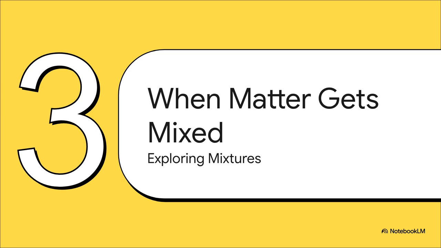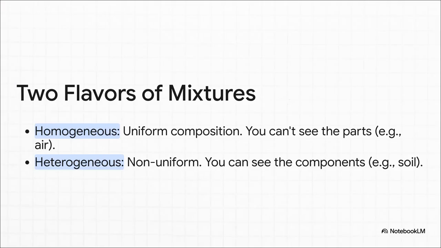I mean, the air you're breathing, the coffee you might be drinking. We live in a world of mixtures. So what happens when you just kind of jumble different substances together? Well, these mixtures basically come in two main flavors. You've got your homogeneous mixtures, where everything is blended together so perfectly that it looks like one single thing.